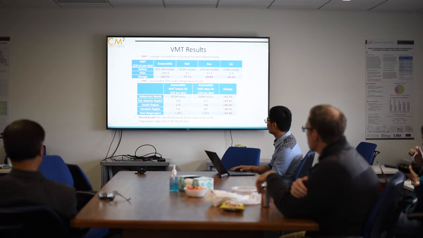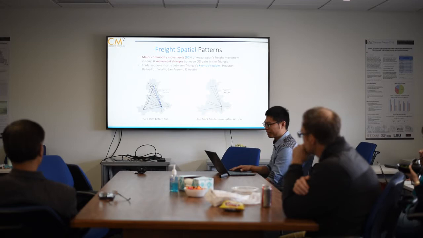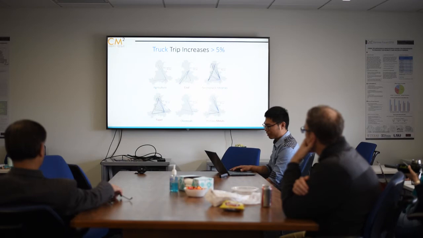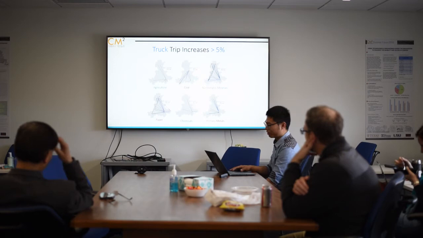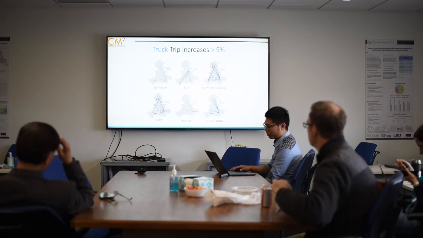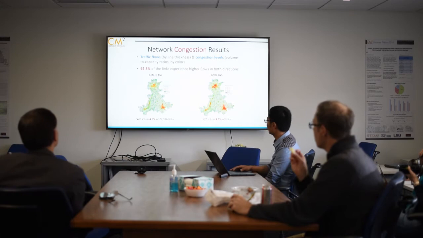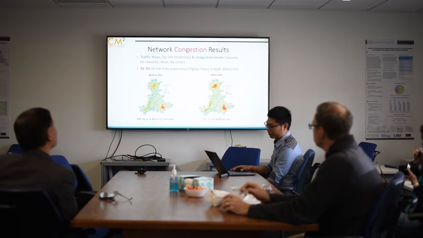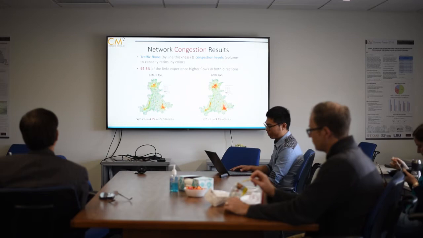I'll skip this because of the time. Here we just show the different patterns, like we had for the truck commodities that have a trip increase of more than 5%, mostly the connections between the big cities here in Texas. And we also have the network congestion results. Previously we had 5% of all the links with a volume capacity ratio over 1, and now the congested links have almost doubled.